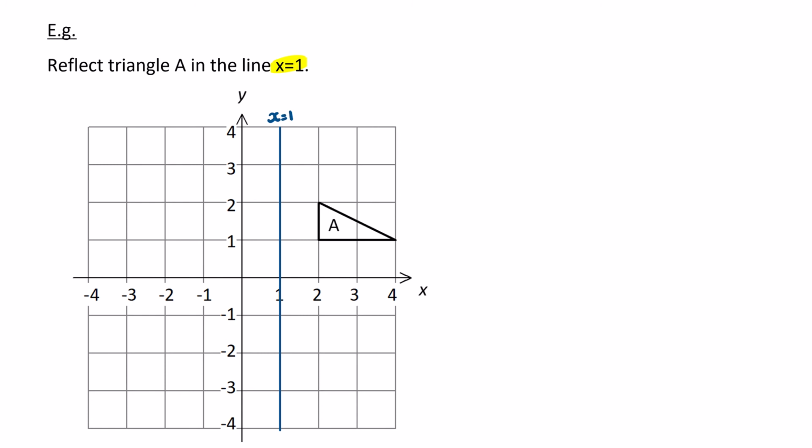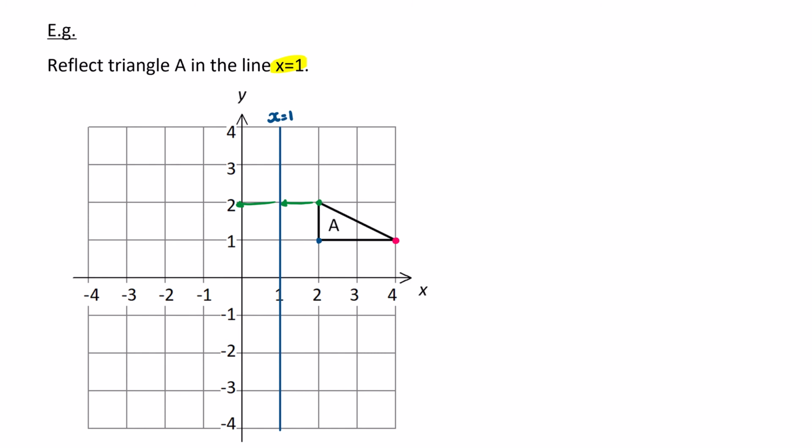To reflect, you need to take one vertex at a time, and you need to move from the vertex, so I'm starting with the green one, from the vertex towards the mirror line. That takes one step, and then you need to go out by one step as well.